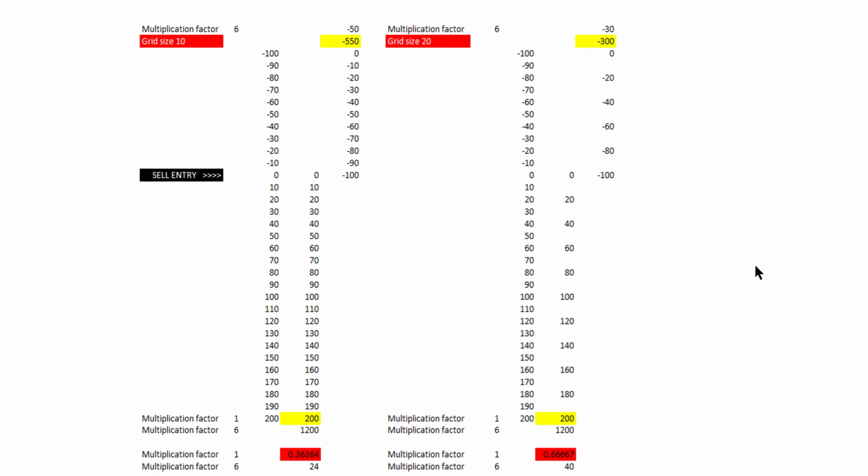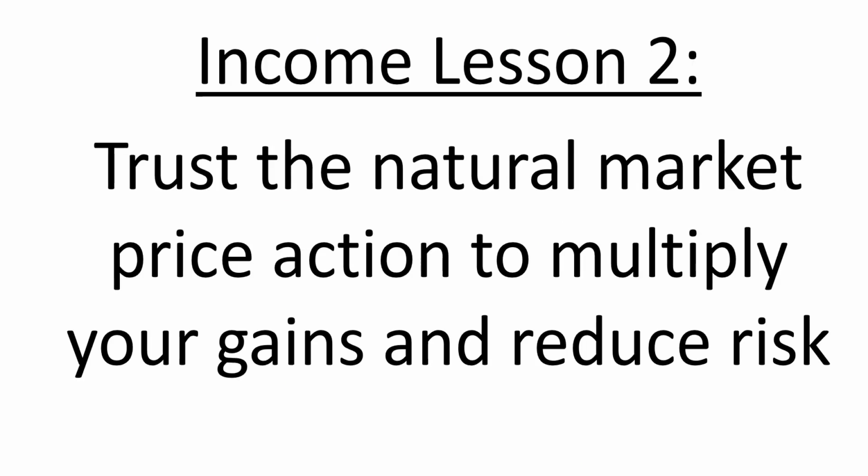It reduces your risk return ratio to negative, because in this case, as we've seen, you're actually making a profit when the prices reach up there. You're making a profit, and that's not the purpose of the grid trend, but that's one of the small advantages that it has. So you can trade it the wrong way and still make a profit. So income lesson number 2: trust the natural market price action, where it visits the same price level over and over again, to multiply your gains and reduce your risk.